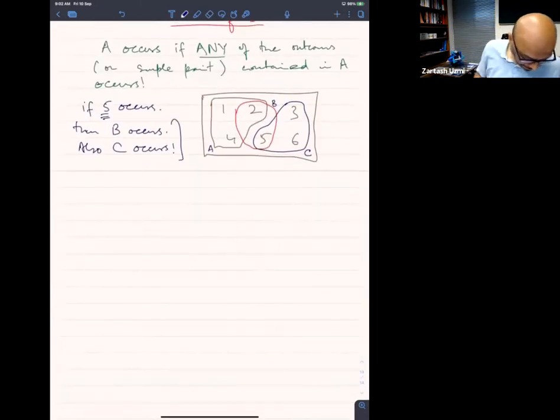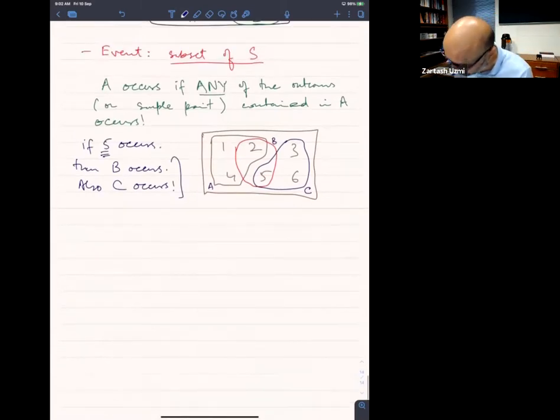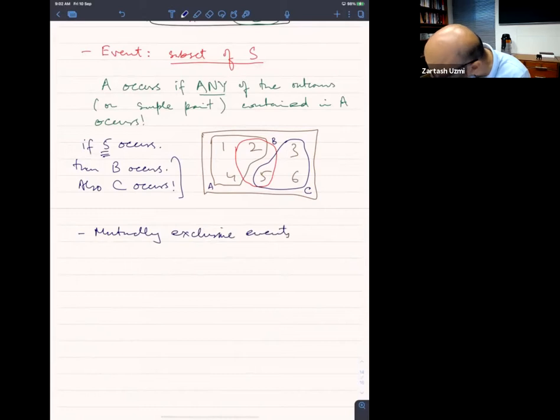All right. So I'm going to talk about events which are called mutually exclusive. Mutually exclusive events are the ones which never occur together. Exclude कर देते हैं एक दूसरे को.